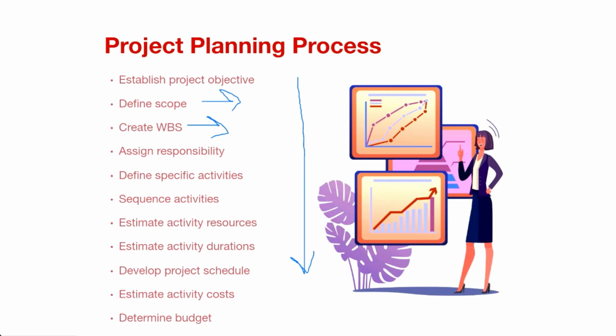Your assigned responsibility is part of your project plan. Your specific activities are part of your plan. Your sequencing is part of the plan. Estimating the activity resources means what resources are you going to need? Do you need a laptop? Do you need specific tools in order to complete your specific activity? How long will it take? You then have your project schedule, which is literally a timeline from start to finish with all of the activities noted along the way. You estimate the activity cost and you finally determine your project budget.